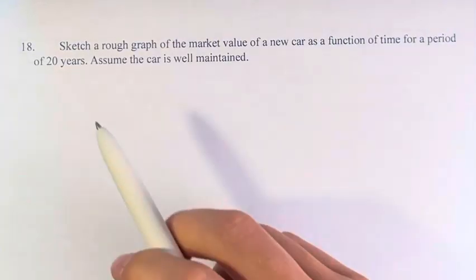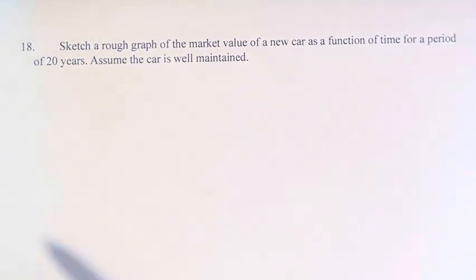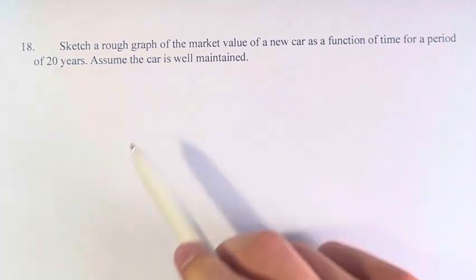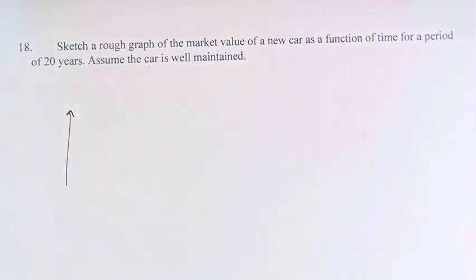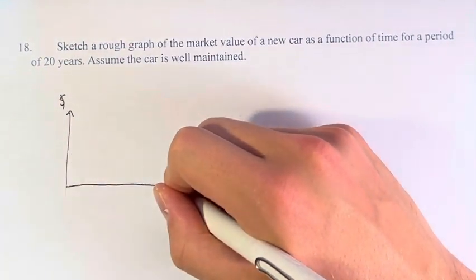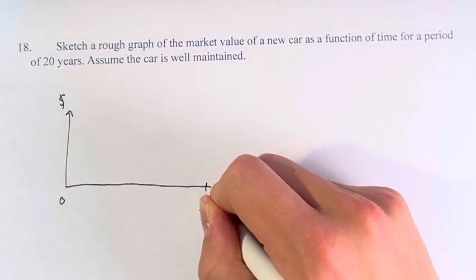In this problem, we're asked to sketch a rough graph of the market value of a new car as a function of time for a period of 20 years, and we're going to assume that the car is well maintained. So on our y-axis, we're going to have the value of the car in dollars, and on the x-axis, you're going to have time, which goes from 0 to 20 years.